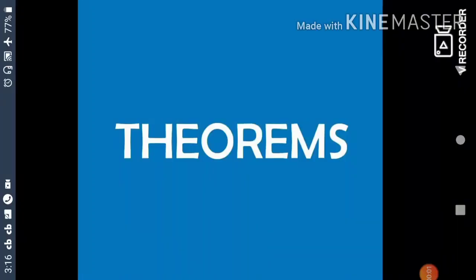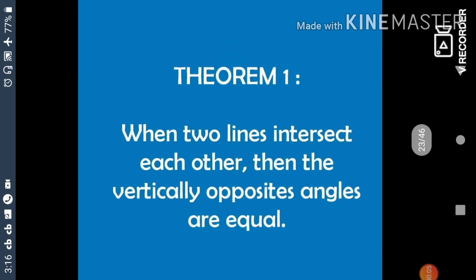So now students, we will talk about theorems under the lines and angles chapter. The first theorem says that when two lines intersect each other, then the vertically opposite angles are equal. Let us understand this theorem with an example, because we need to prove a theorem. In axioms we don't need any proof, but in theorems we need proof.